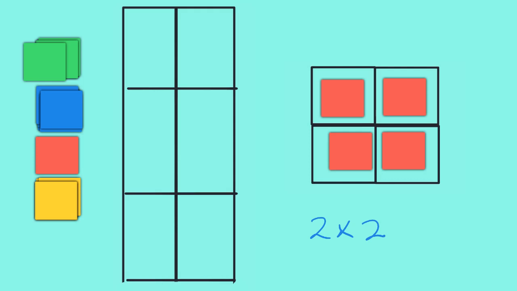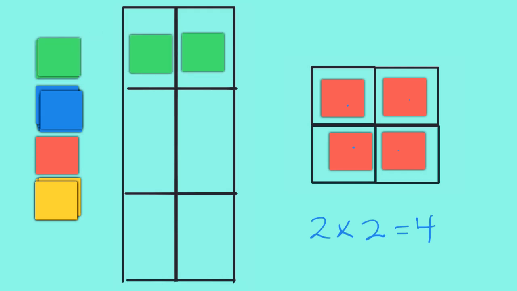And we know 2 times 2 equals, get ready, 4. And we can check that. 1, 2, 3, 4. Good. Now we're going to go ahead and do that over here.